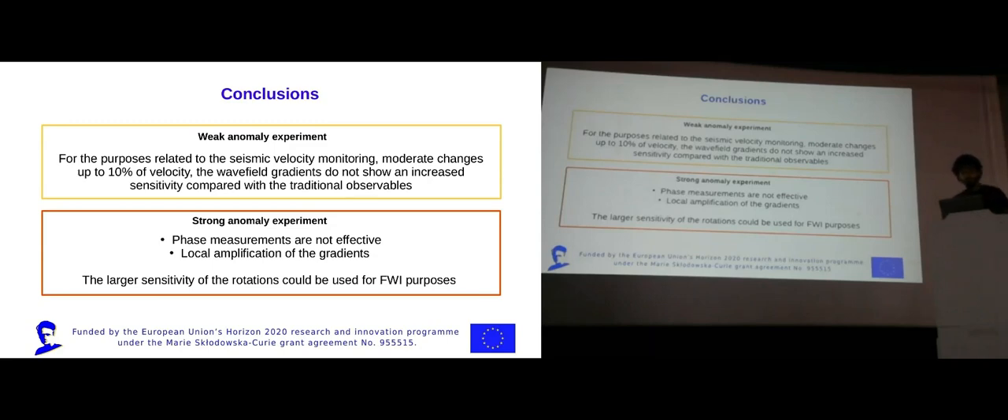So for the purposes related to seismic velocity monitoring, moderate changes up to 10% of velocity, the wavefield gradients do not show an increased sensitivity compared with the traditional observables. But when we looked at the strong anomaly experiment, we saw that the phase measurements are not effective because the waveforms are too different. We do see a local amplification of the gradients, and maybe this larger sensitivity in terms of amplitude could be used in the future for full waveform inversion purposes. And that's all for the moment.